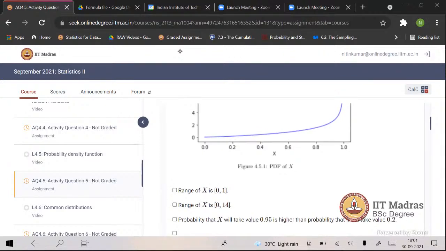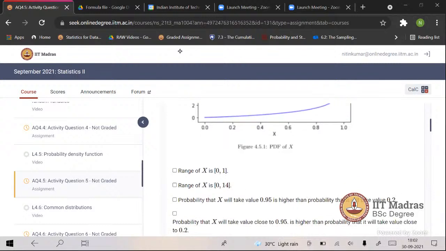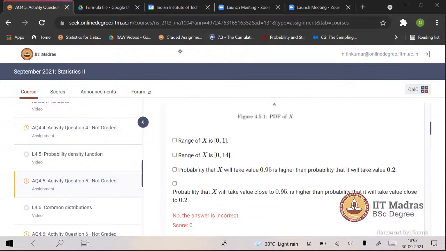The third one is false, sir, because it is giving exact values. The probability that x takes the value 0.95 is always 0, and the probability that it will take the value 0.2 is always 0. So the third option is wrong.